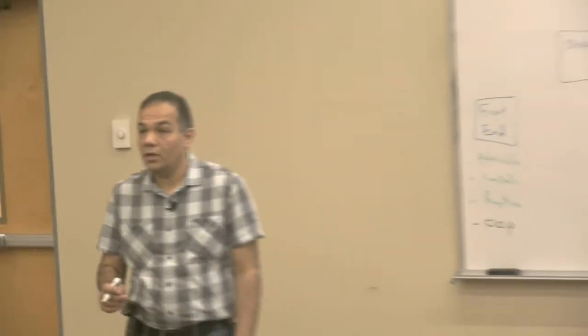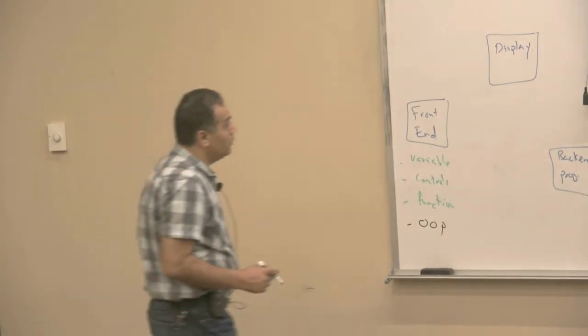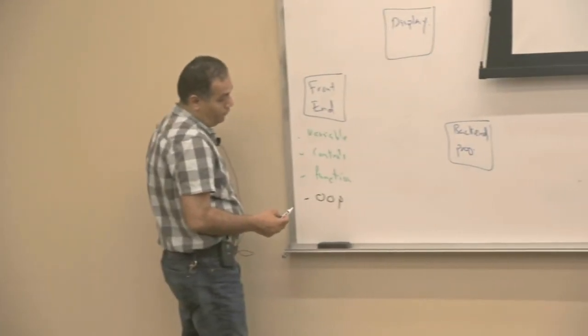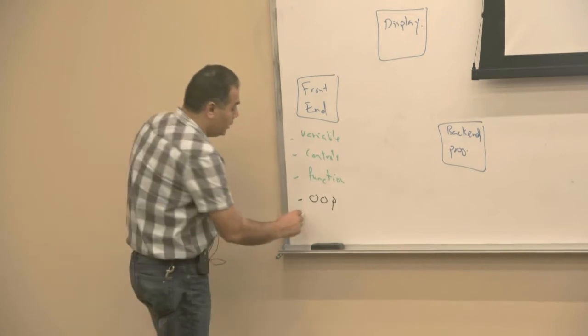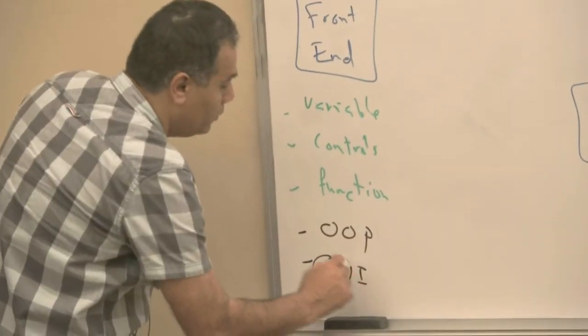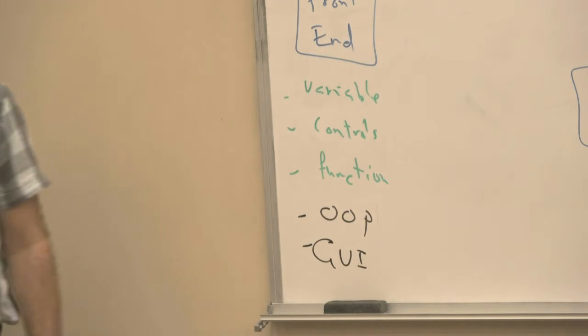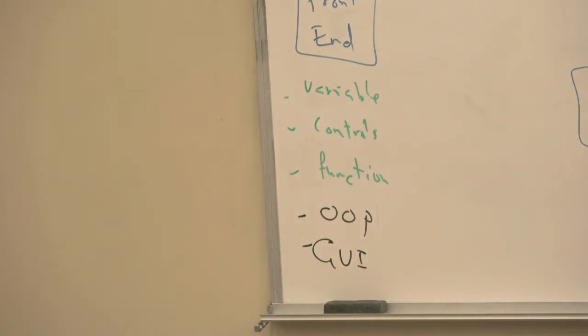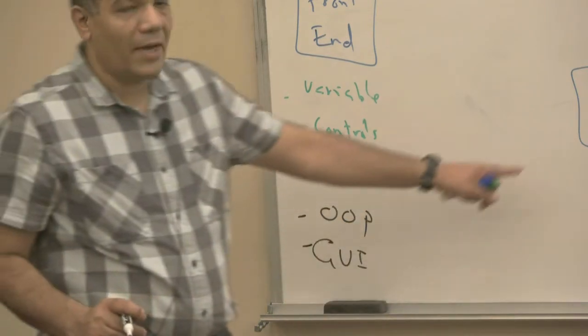And what's remaining that we have to talk about? Classes, object-oriented programming, which includes classes, and other stuff, including GUI, for example, graphical interface, and so on. So when you talk about the back end, what do you have in the back end?